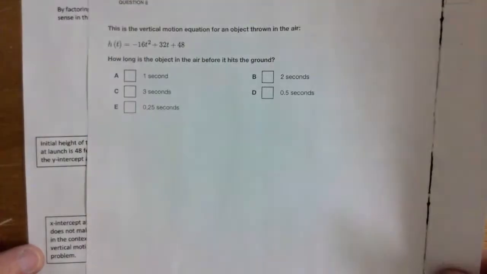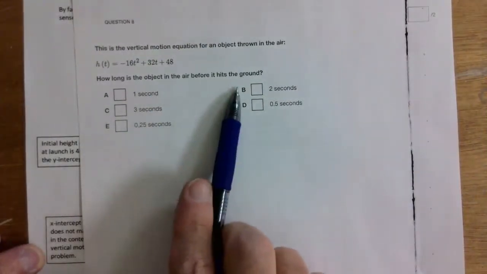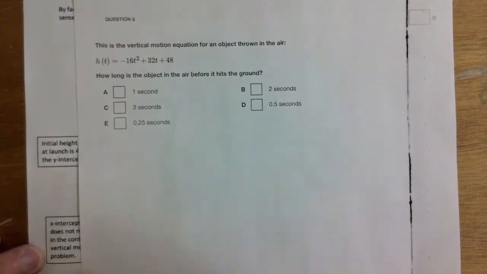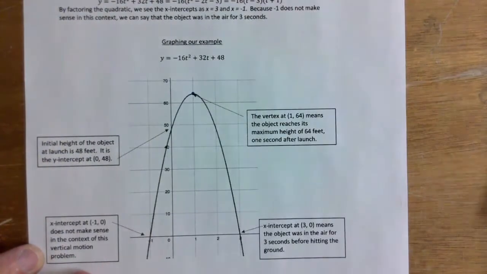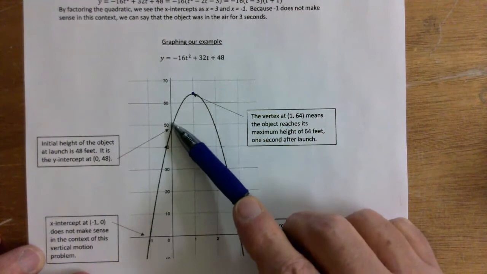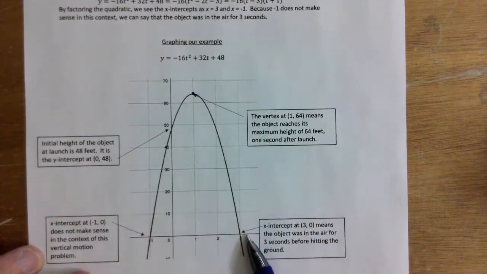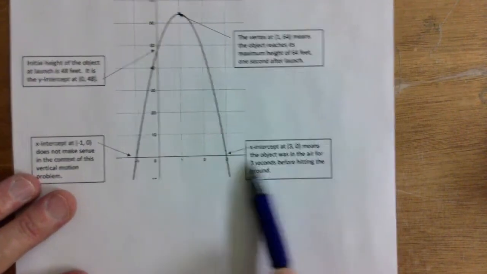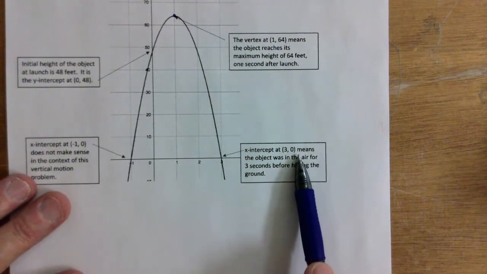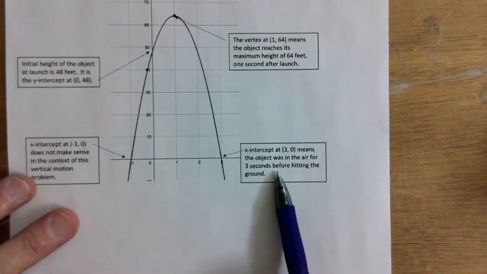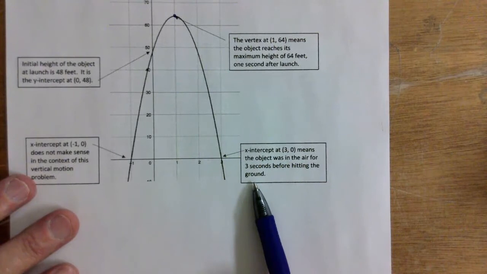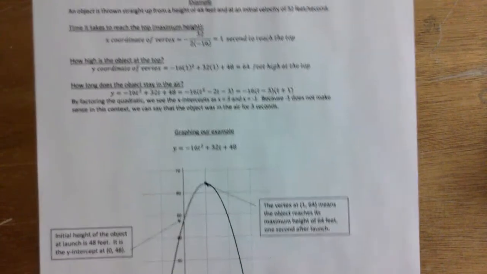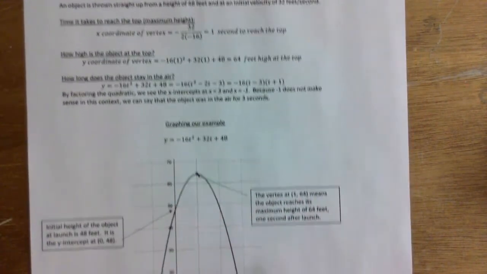Last one. How long is the object in the air before it hits the ground? Go back to the graph. Starts here, goes up, up, up, up, down, down, down, down, down. Right here it hits the ground. That's 3, 0. It means the object was in the air for 3 seconds before hitting the ground. Guys, this was a handout I gave you. That's the exact example.